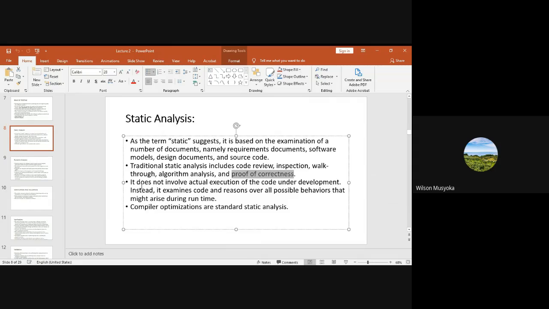So that static analysis, it does not involve the actual execution of the code under development. It is just examining the code and reasoning about all possible behaviors that may arise during runtime. So you are just looking at the code to see if it is working right, just by looking at it, and you see if you can identify any error or any challenge that may arise during the execution of that code. And that is what we mean by static analysis.